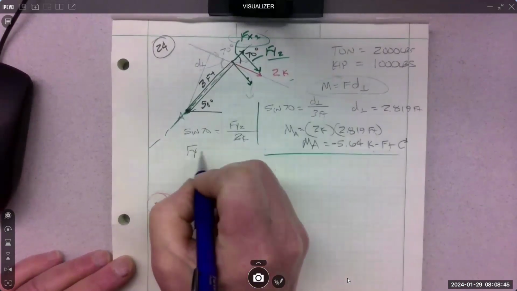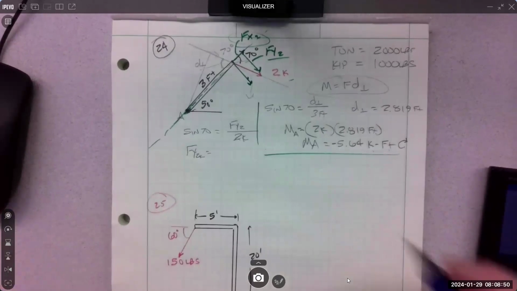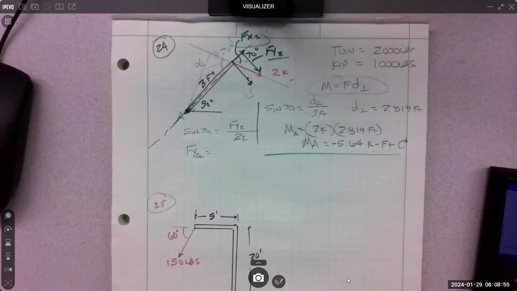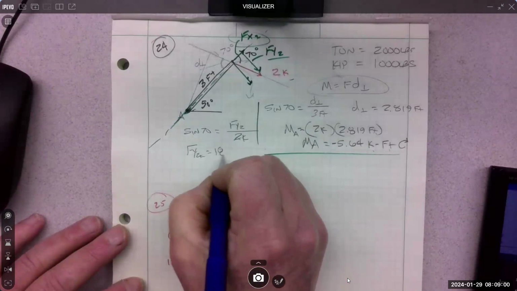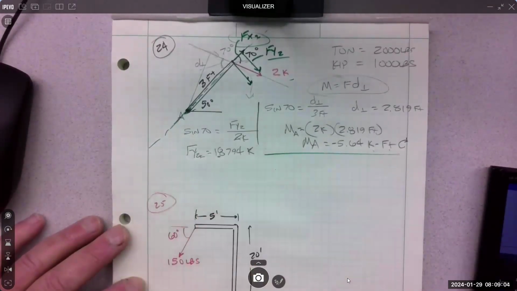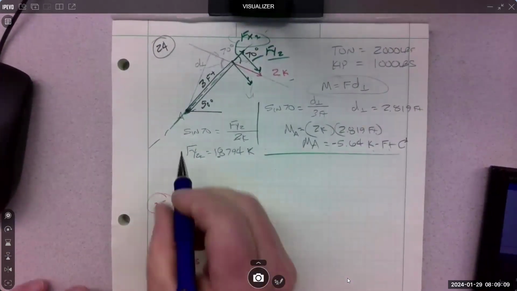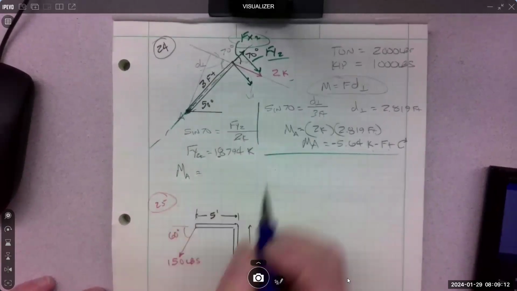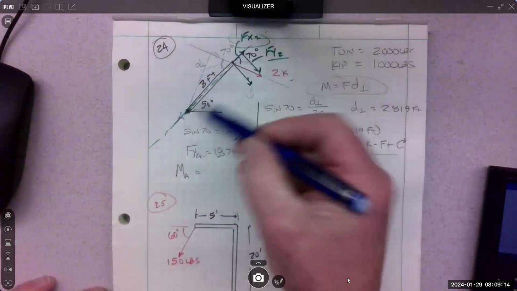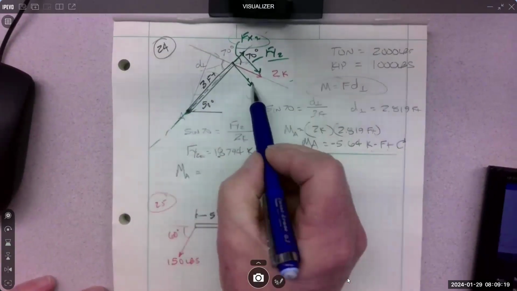So the Y component of the 2K is going to be 1.8794 K, because that's a component, that's this component. And then the moment about point A, since this X drops out, we just deal with the Y, and now we have a nice clean 3 feet for the Y.